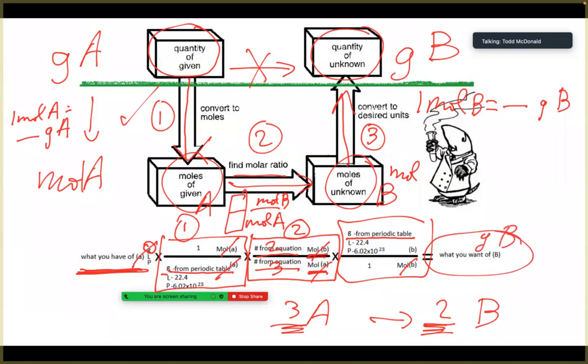So this is a 3-step problem. And this is sort of how the conversion factors would set up. I know I got a lot of drawing going on here. Don't worry, I'm going to work some sample problems with you, okay? All right.